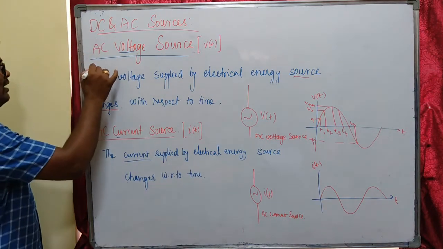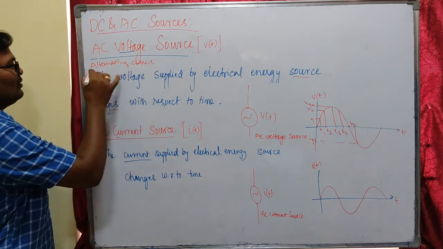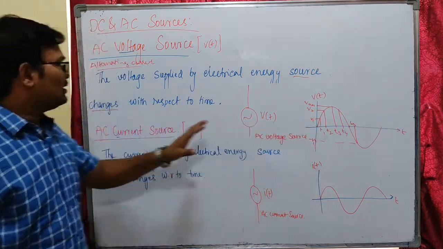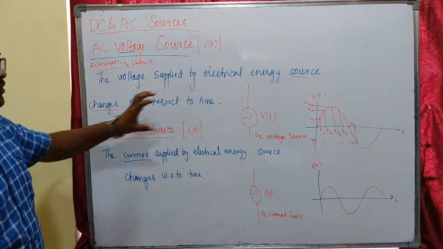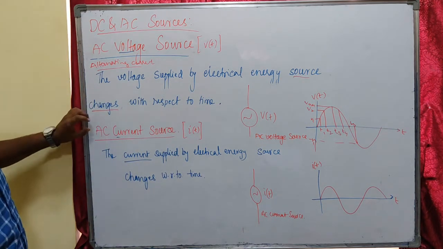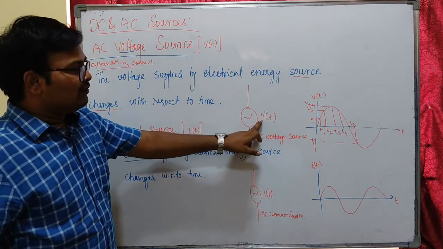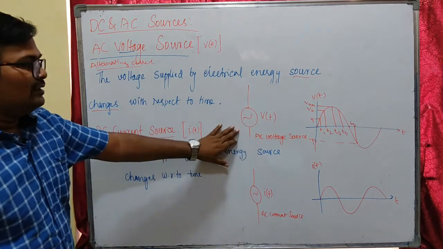AC is nothing but alternating current. For an AC voltage source, its magnitude keeps on changing with respect to time. The voltage supplied by the electrical energy source changes with respect to time. For a DC voltage source it is constant; for an AC voltage source it keeps on changing. This is the symbol for an AC voltage source. Here V of t means voltage is a function of time, that is the AC voltage source symbol.